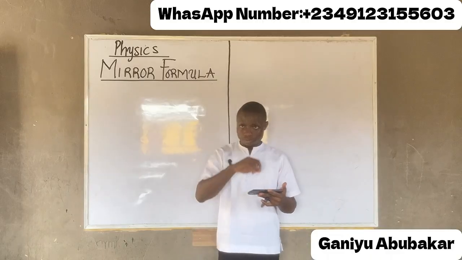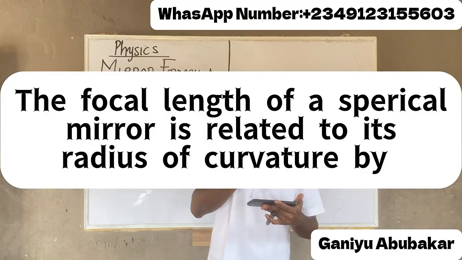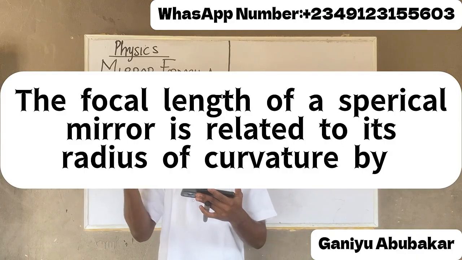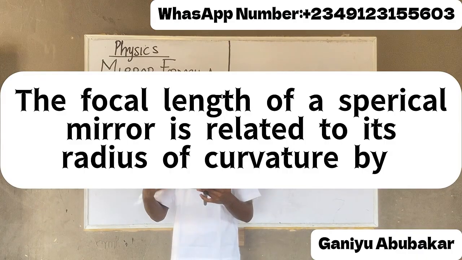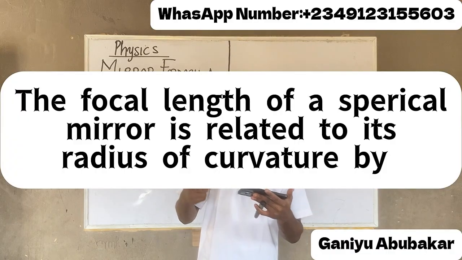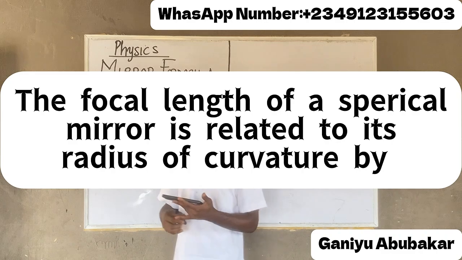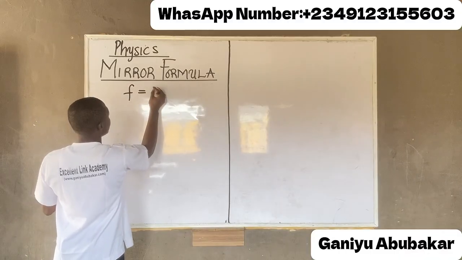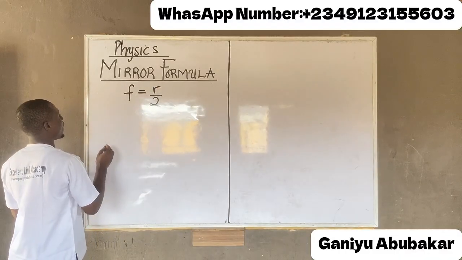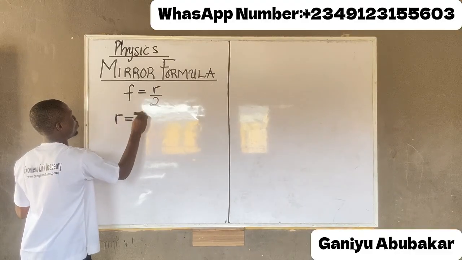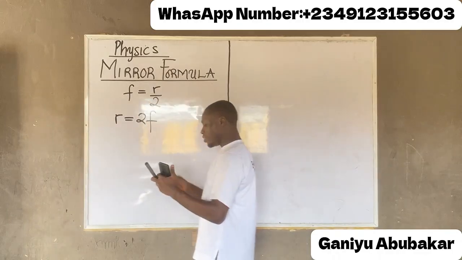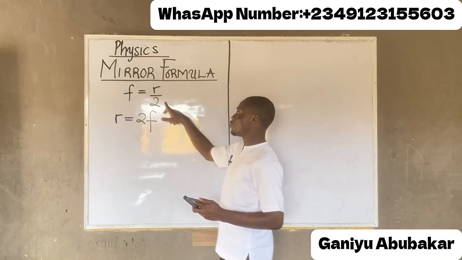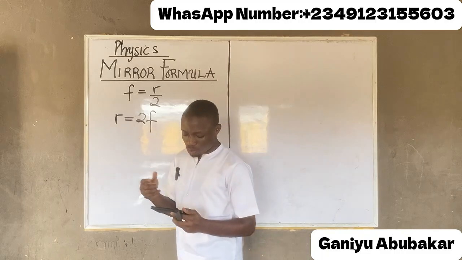First things first, note please. The focal length of a spherical mirror is related to its radius of curvature by, on the board please, F equal to R over 2. In other words, I can say that R is equal to 2F. So if you have your focal length and the radius of curvature, these two are related by F equal to R over 2 or R equal to 2F.